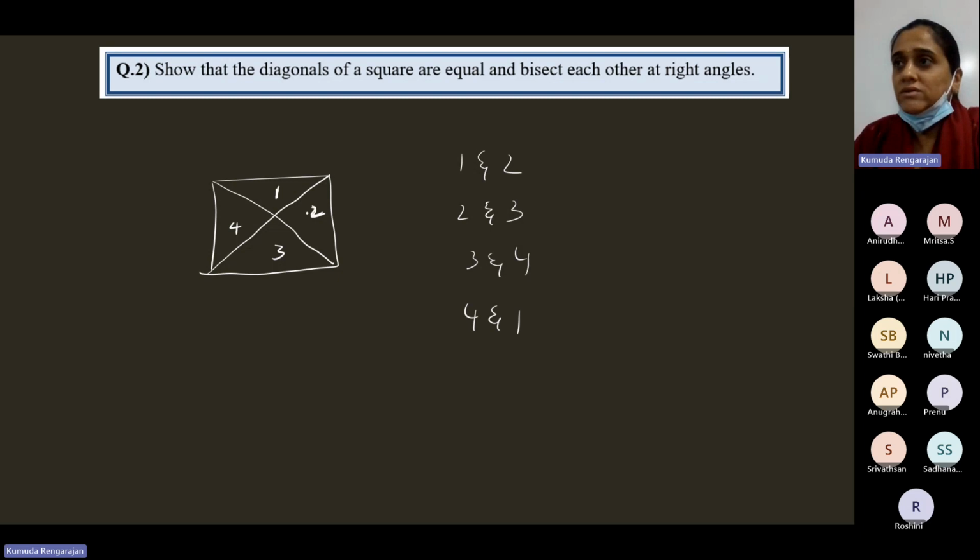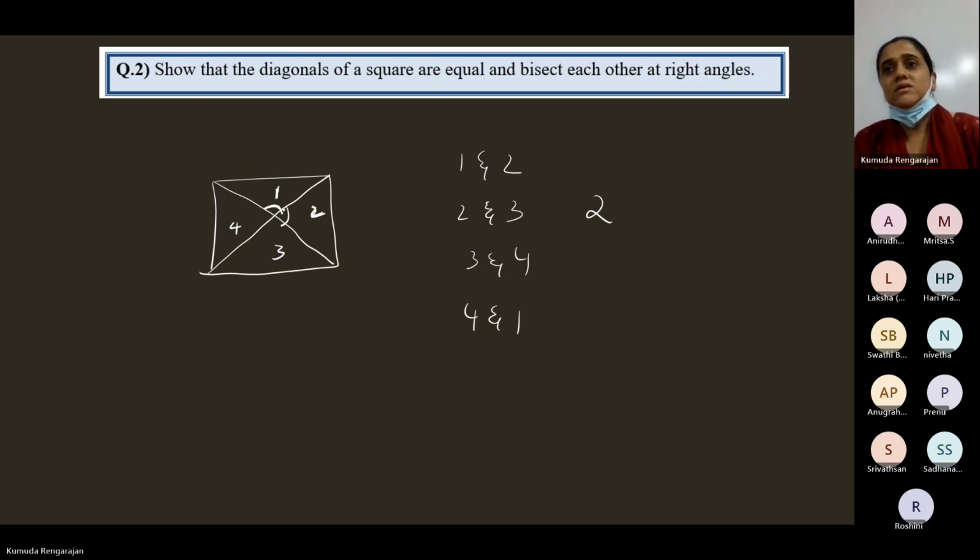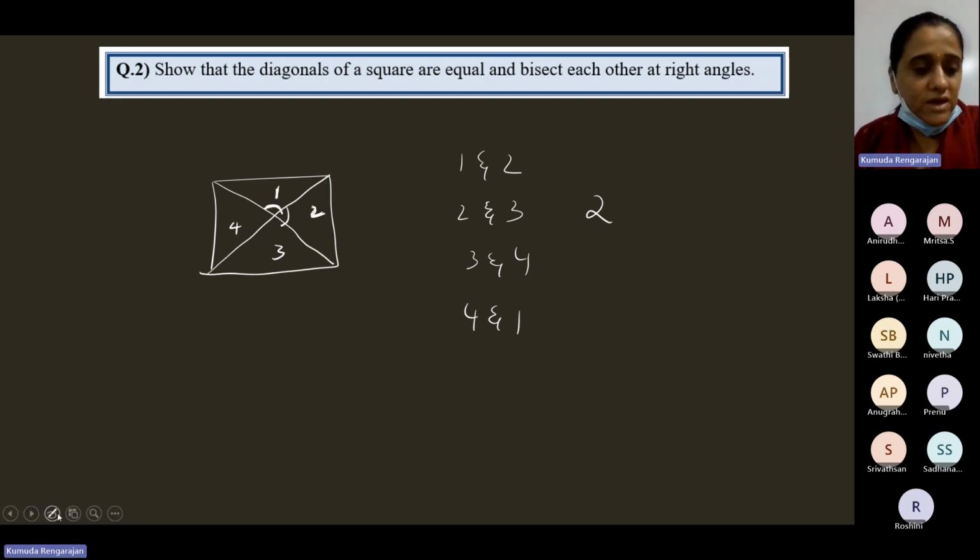Show that they are congruent. Then by CPCT, you will have this angle equal to this angle. But they form a linear pair. So you will get twice of something is 180. So this angle is 90 degrees. So if you prove that this is 90, the diagonals intersect at right angles. All right. Have a look at the proof.